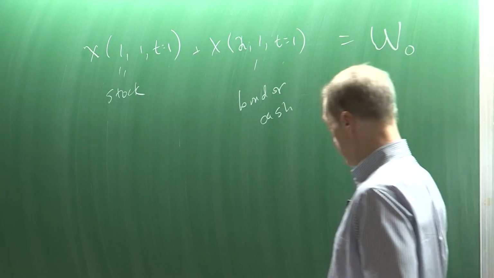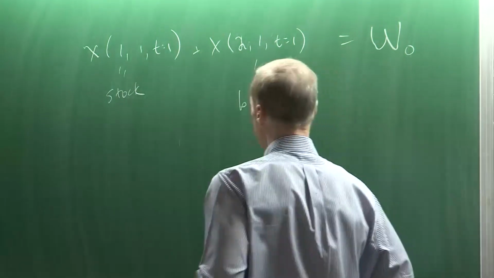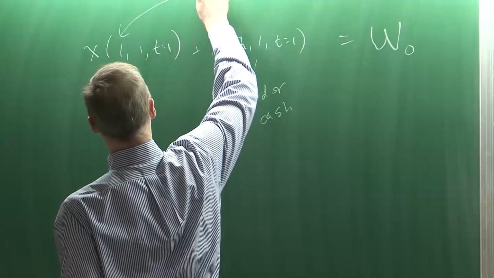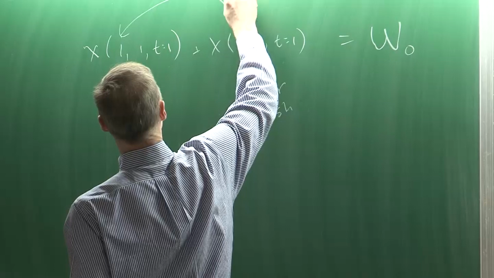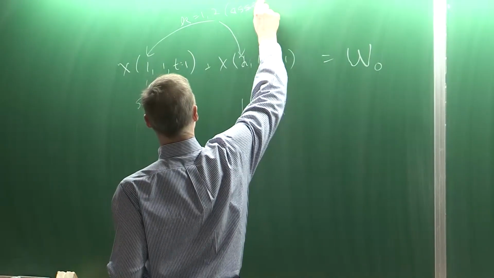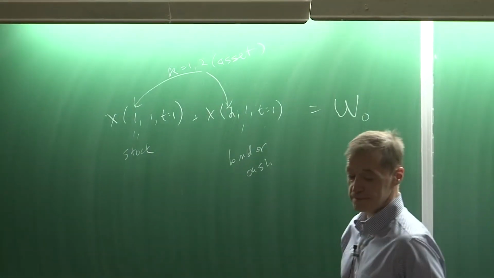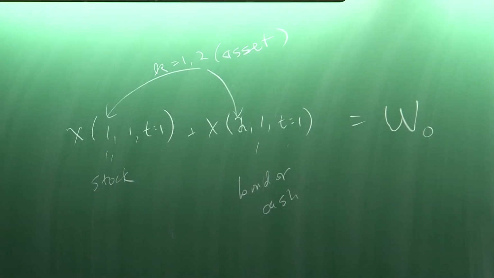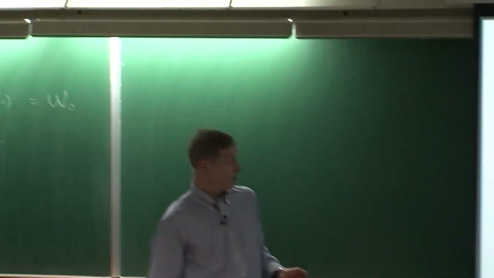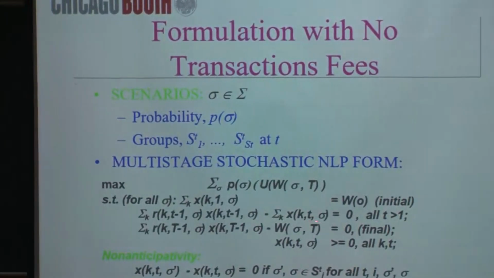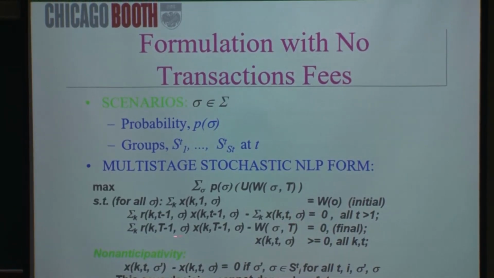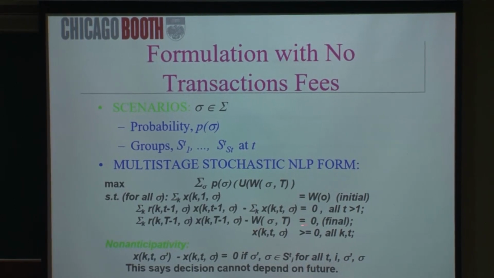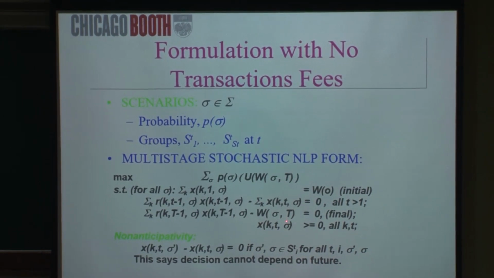Oh, K is, so this is the K. This is the asset. K equals 1, 2. That's the asset. Okay, so I invest in each of these assets, and then I reinvest, and then at the end I collect it into my final wealth. And that's my final wealth in the very last time period.